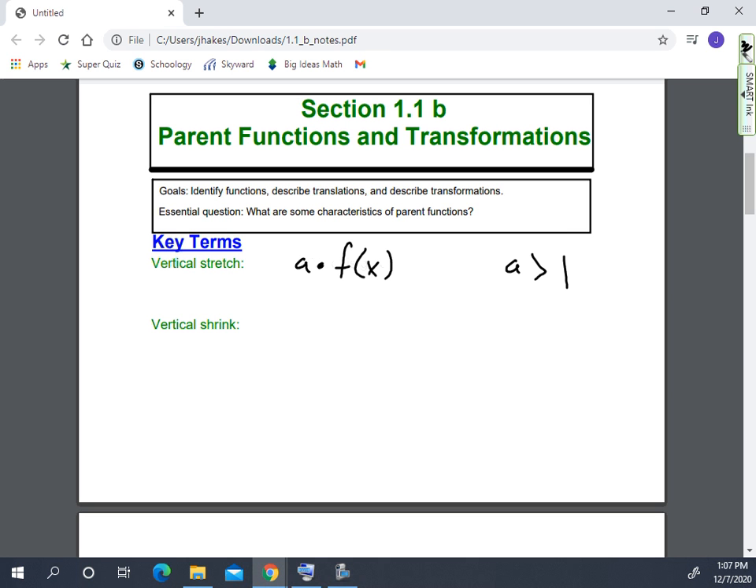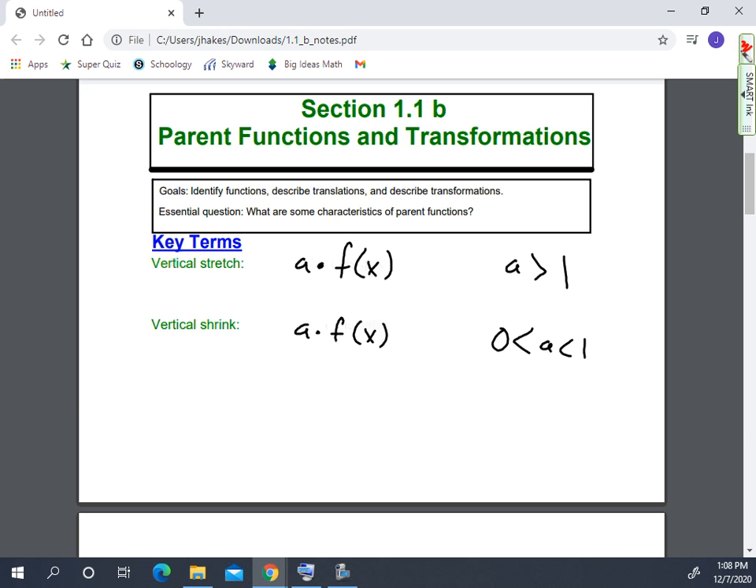A vertical shrink is very close to the same thing. A times the function of x, so it's still a number times our function. But instead of A being bigger than 1, A is going to be less than 1, but it can't be a negative number. So it has to be bigger than 0. So A is between 0 and 1, and it's being multiplied by our function.